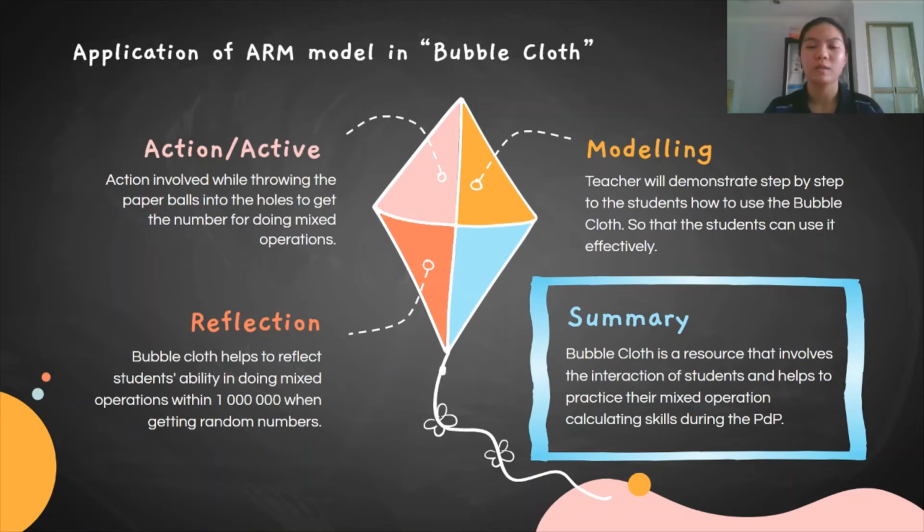And the third principle is modeling. So the teacher will demonstrate step by step to the students on how to use the bubble cloth before starting this activity so that the students can use it effectively, and finally they can learn the mixed operation well. So I have summarized the points above, which is that the bubble cloth is a resource that involves the interaction of students, by throwing the ball, and helps to practice their mixed operation calculating skill during the PdP.